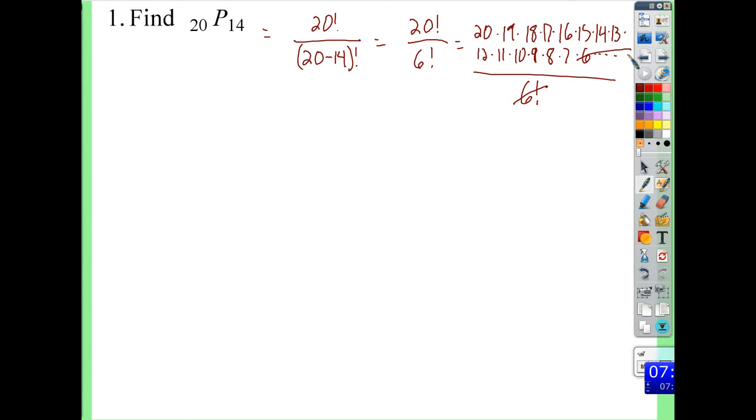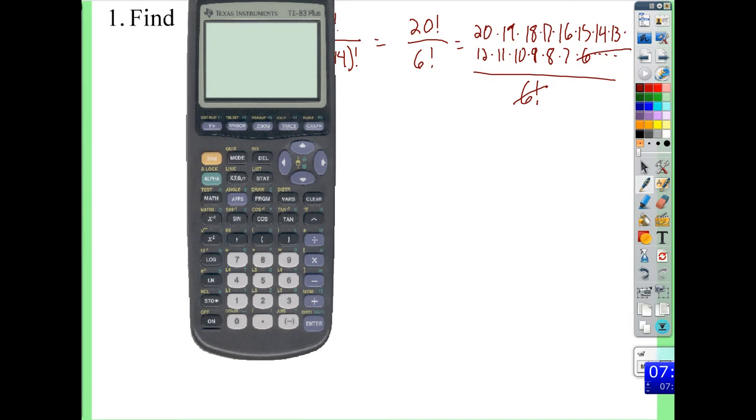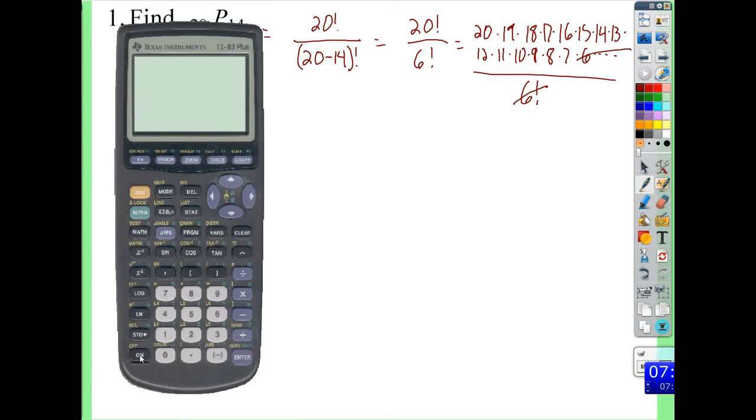Or, I guess a couple of options. My calculator is wise to the factorials. You can just do 20, hit the math button over to PRB, factorial, divided by 6 factorial. Here's one way to go. Or it also knows about permutations. 20 permutations 14. Same number. All right.